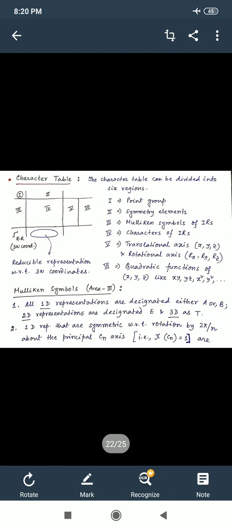Okay, but in case of octahedron, there is a symmetry point, that is, the inversion center is there, that's why we write the G. And if with respect to that inversion center the molecule is antisymmetric, then you have to write U. Otherwise, if the symmetry is there with respect to the inversion, we have to write G. So that is very, very important. The Mulliken symbols are very, very important for your inorganic chemistry portions.